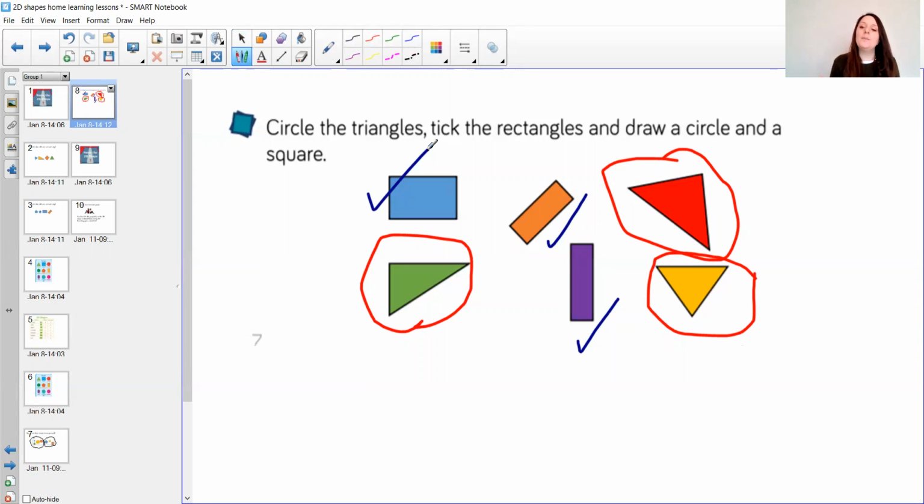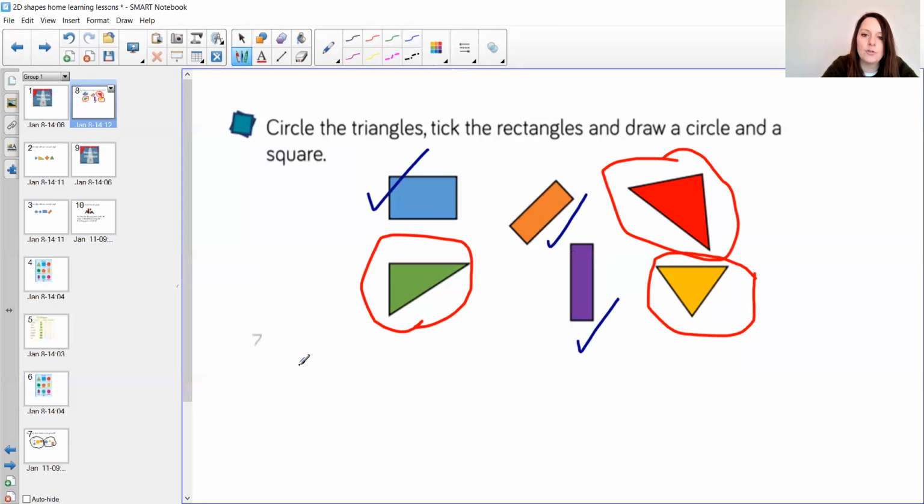I'd now like you, on a piece of paper, whatever you've got near you, to draw a circle and a square. Can you draw me a circle and a square? If you haven't got some paper, pause me, go get some and come back. Okay, off you go. If you haven't already, draw them now. A circle and a square. Think about what the properties of those shapes are.